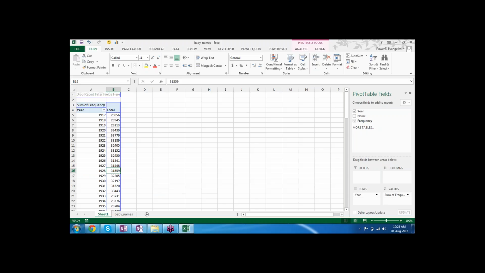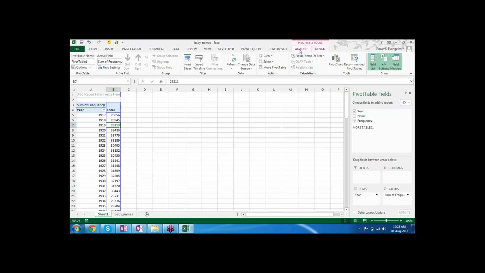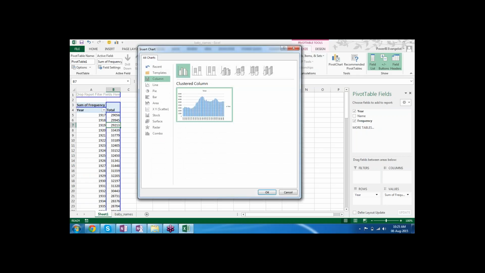So let's see. Now this particular frequency, which is used here. If you just want to make a chart, you go to this chart and say pivot chart. And from pivot chart, see, it is showing a clustered column, or the column chart. We can actually use this chart, which is being recommended by Excel, or we can use the line chart as well.